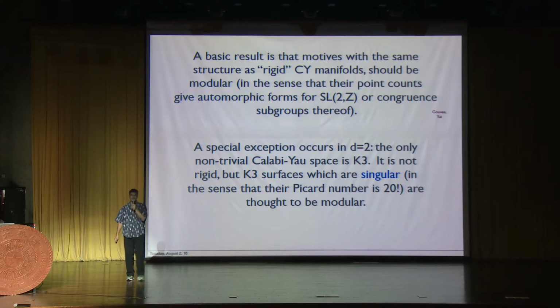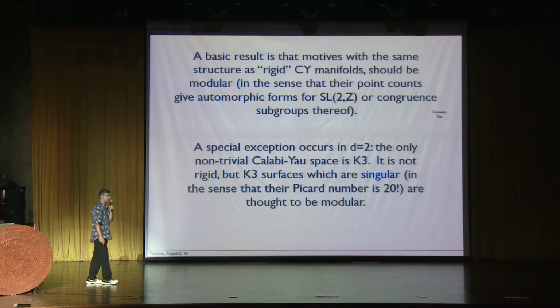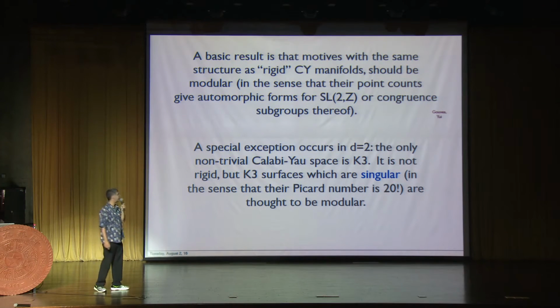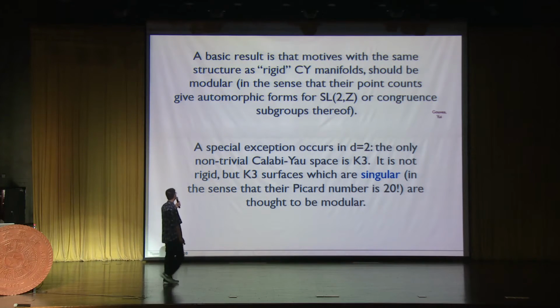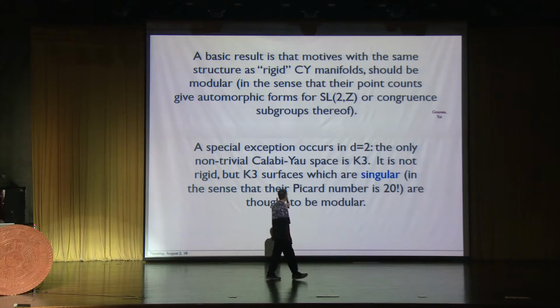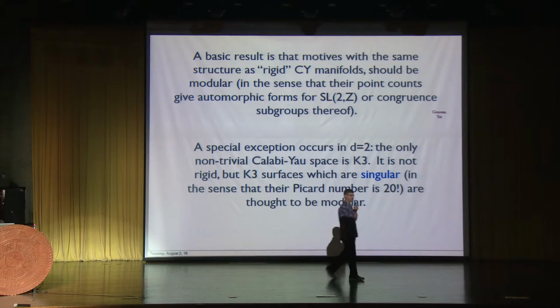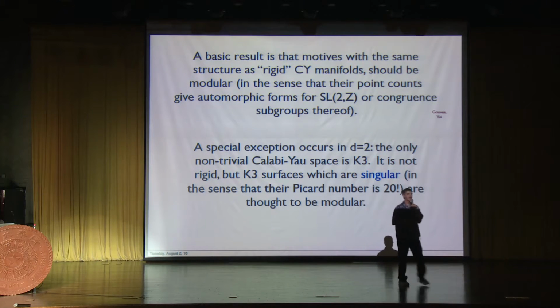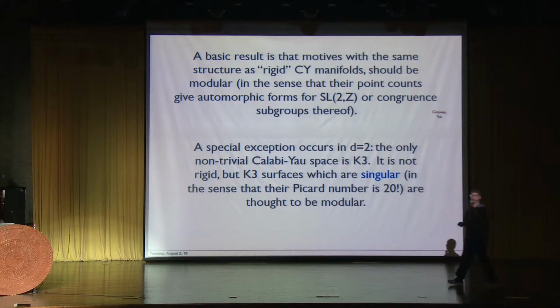Now, here's a basic result. There's a large literature trying to associate modular forms of various sorts, or more generally automorphic forms, to varieties. And basically motives or manifolds with the same structure as rigid Calabi-Yau manifolds should be modular in the sense that their point counts give automorphic forms for SL(2,Z) or for congruence subgroups of SL(2,Z). If the Calabi-Yau were not rigid, the story gets richer and is less worked out.